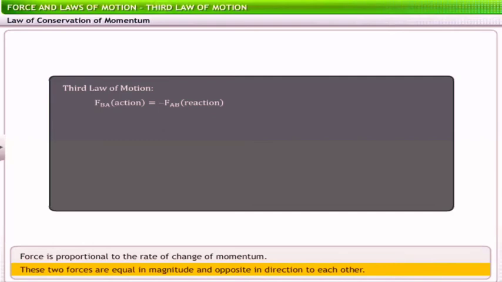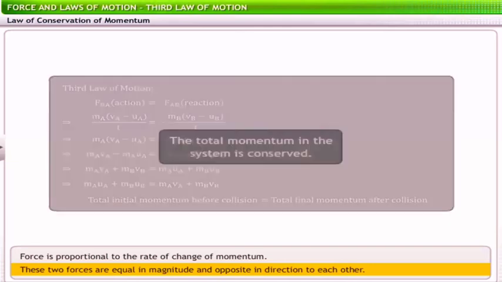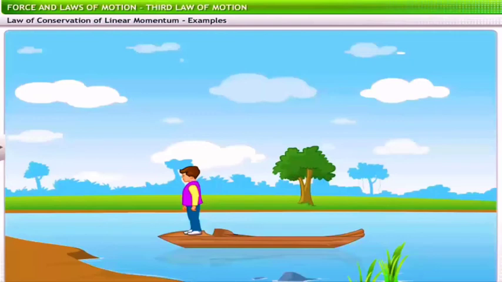Here, FBA is the force of action while FAB is the reactive force or reaction. Since it is a reactive force, it is always indicated with a negative sign. By equating both these forces and simplifying the equation, the sum of the initial momentum of both the spheres before collision is equal to the sum of their final momentum after the collision. Hence, we can conclude that the total momentum in the system is conserved.